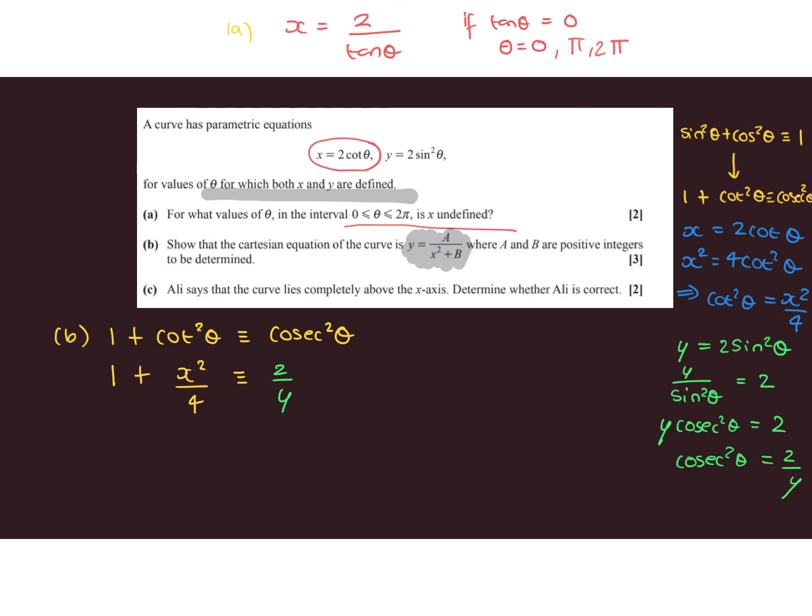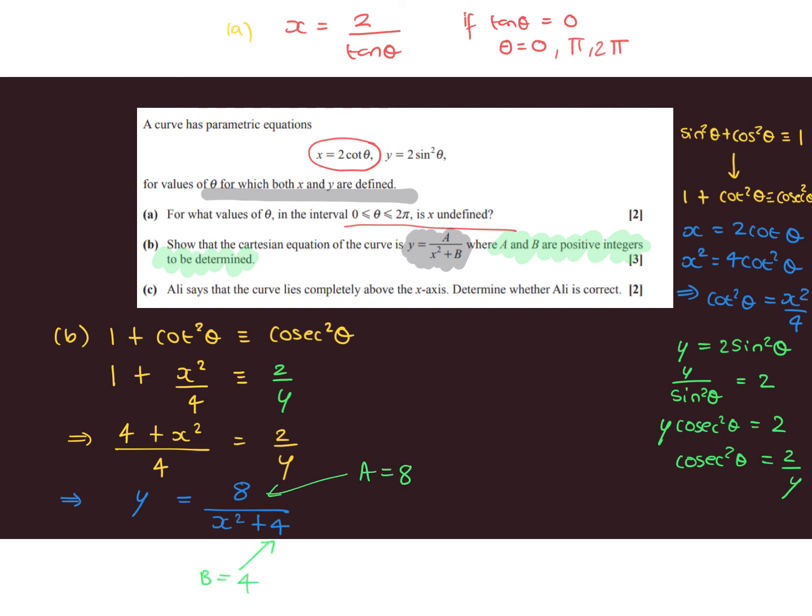Now we need to get this into the format y equals, so we need to do a little bit of rearrangement. So I've got 1 plus x squared over 4 equals 2 over y. And we're going to rearrange this, so I get y equals 8 over x squared plus 4. And it does say that a and b are positive integers to be determined, so we need to make it clear that we know the values of a and b. So a is clearly equal to 8 and b is clearly equal to 4.